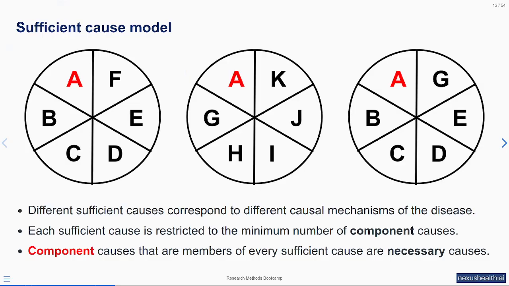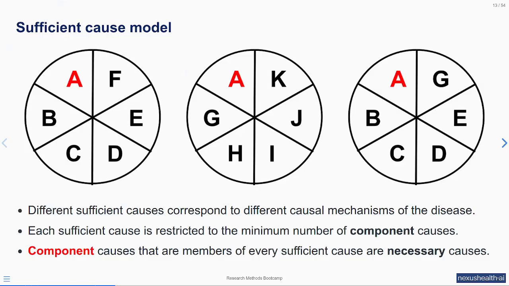It tells us that it's a constellation of component causes which result in the person developing the disease. However, there are also necessary causes which are members of every sufficient cause. So in order for this individual to develop TB, all these causes have to be present. So think of it as factor A, or think of it in this case, you've heard of the aphorism, the last straw that broke the camel's back.